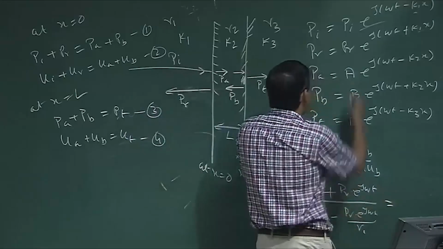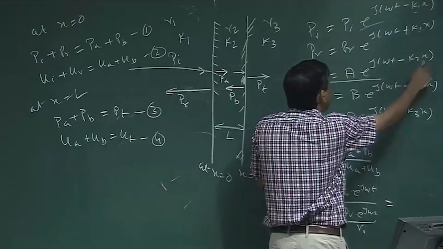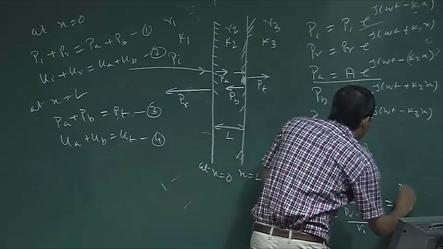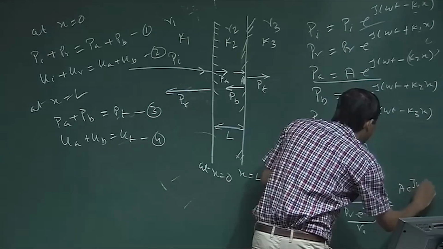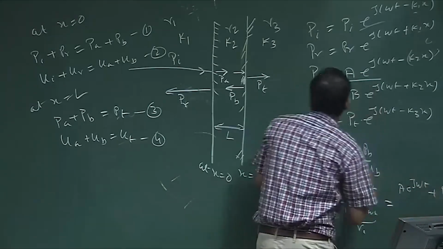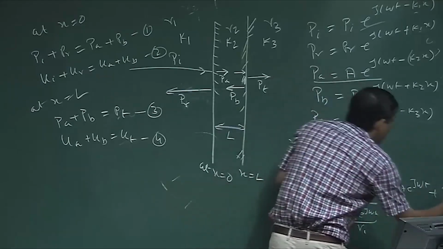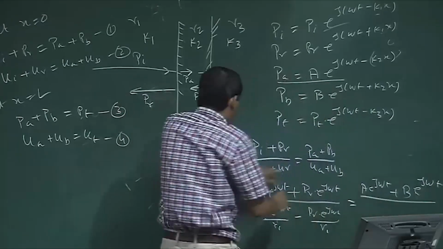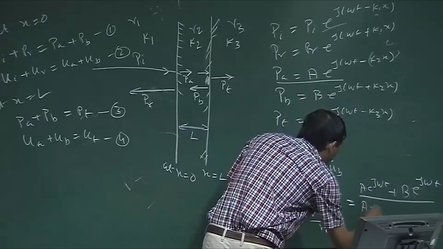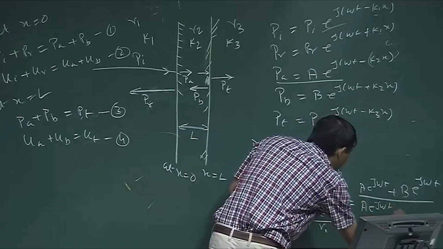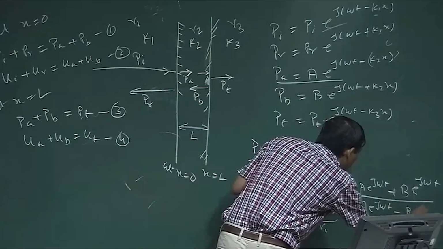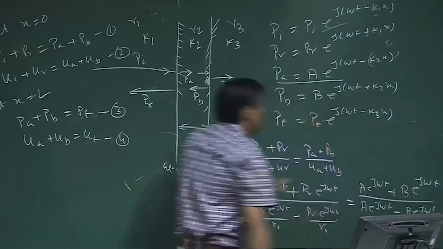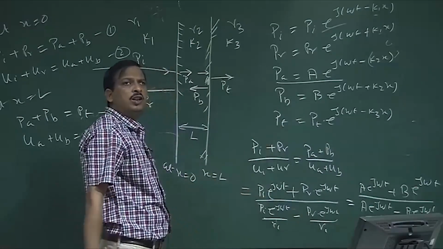Pa is nothing but A, and with x equal to 0 this term will be 0. So it is nothing but A e to the power j omega t plus B, Pb is B e to the power j omega t, divided by Ua plus Ub. So it is nothing but A e to the power j omega t minus B e to the power j omega t, divided by R2. Since u is equal to p by R.